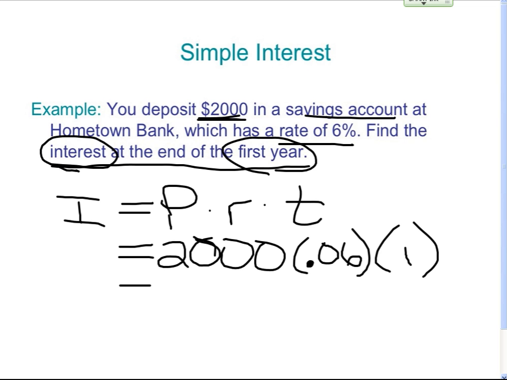So when we calculate that, we get $120. The interest, if you deposit $2,000 at 6% for 1 year, would be $120. And by the way, no bank ever pays 6% interest for a savings account. It'd be more like 0.006%.